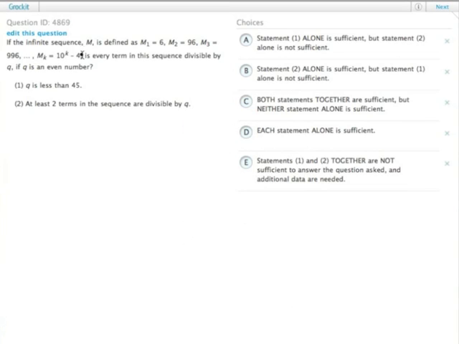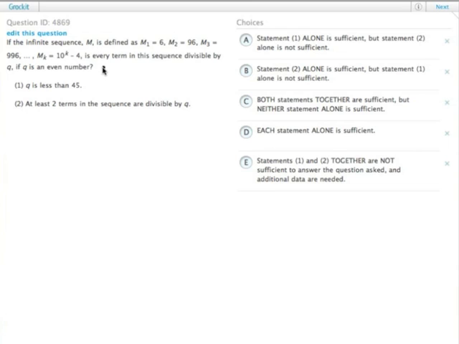So in this infinite sequence, m is defined as m1 equals 6, m2 is 96, etc., where each one is a term, every one of them is 10 to the k minus 4. Is every term divisible by q if q is an even number?